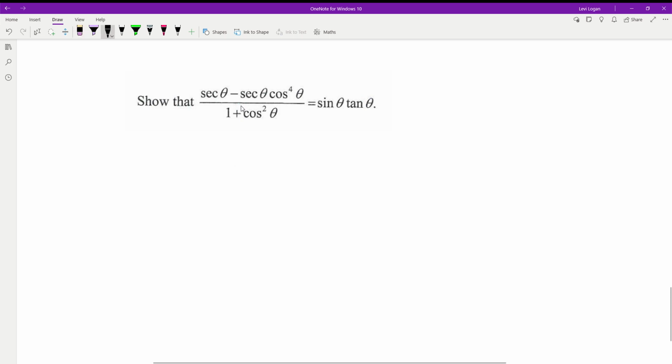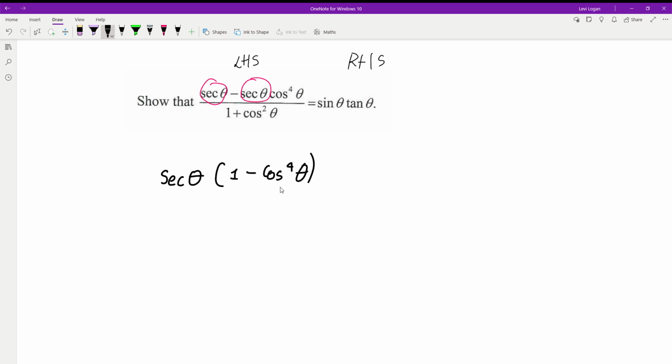So what we got to do is pretty much just take a look. We want to turn the left hand side into the right hand side. So all we're going to do is take a look at what's common at the top there. We can see we've got a sec theta and a sec theta, so we can take that as a common factor. So we'll go sec theta taken out, and you'll have 1 minus cos to the 4 theta, and then we're going to have 1 plus cos squared theta. So that's equal to sine theta tan theta.